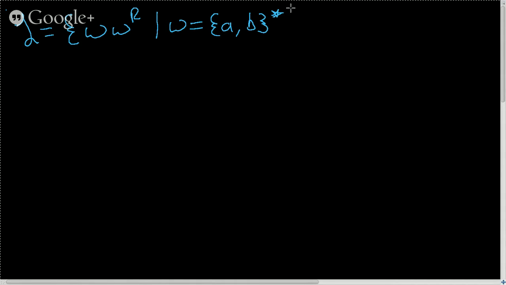Okay, so Sarah's is L equals W W^R such that W is in sigma star. Our sigma is going to be {a, b}. And W^R just means it's the reverse of W.